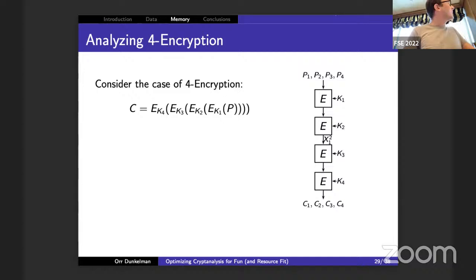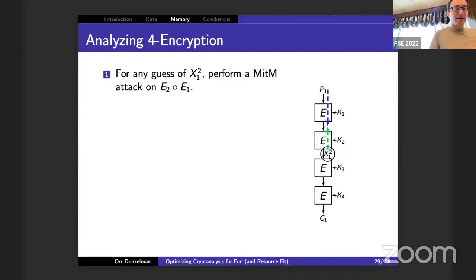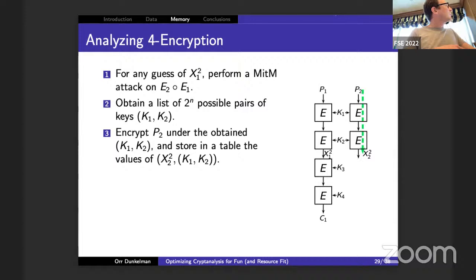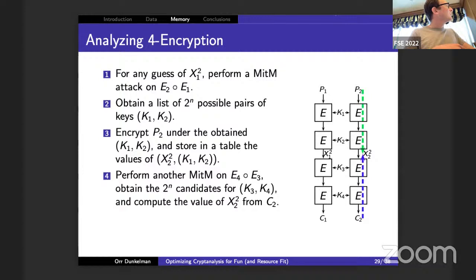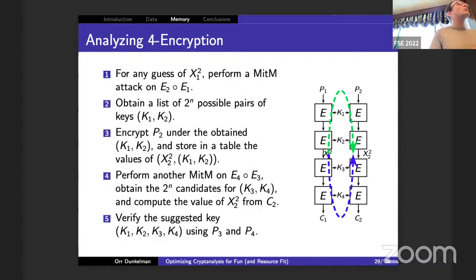And this is the dissection attack, a joint work with Itai and Nathan and Adi from Crypto 2012. We start by guessing the value here in the middle, and then we perform a meet-in-the-middle attack here. We get 2^n candidates for the key. We then take the second plaintext and encrypt it here. We do the same in the second half, and again a meet-in-the-middle here. What you get at the end is a meet-in-the-middle attack in time 2^(2n) and memory 2^n. So we got better memory and the same time complexity without increasing the memory complexity a lot.